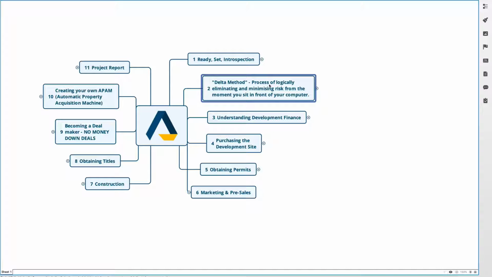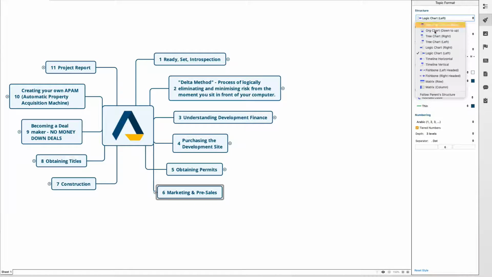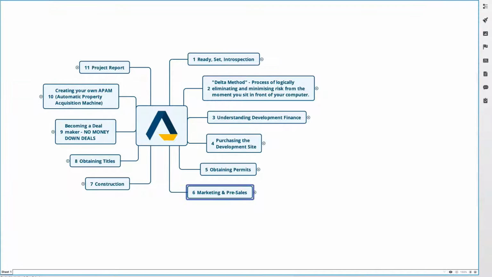Then we've got the Delta method. I call it the Delta method because there are 3 things that I use in my development process in order to arrive at the actual site before I've gone ahead and done anything with the project. I call it my process of logically eliminating and minimizing risk from the moment you sit behind your computer. If you are looking for a project, we start with a big, huge macro view, then we zoom into the actual suburbs that we're going to develop in, and so on. That's how we find sites, and all the factors that depend on it.